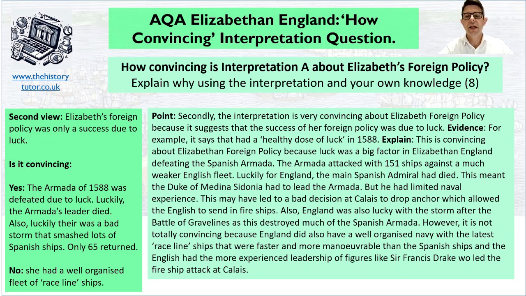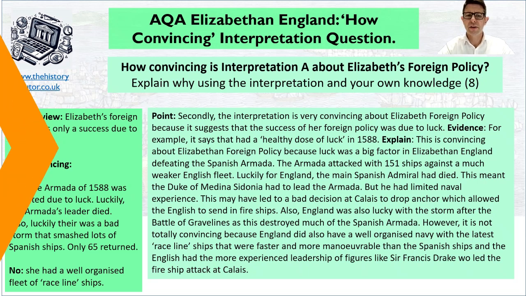However, you could say it's not totally convincing because England did have a well-organised navy with the latest race-line ships that were faster and more manoeuvrable than the big Spanish galleons. And also they had the experienced leader Drake, whereas obviously Spain had a less experienced leader. I have given a little bit of a however in that, but I don't think it's necessarily needed, as there's huge amounts of knowledge already in the other part of the answer. Okay, as I said before, no conclusion needed as long as you are very clear with your answer in your paragraphs.